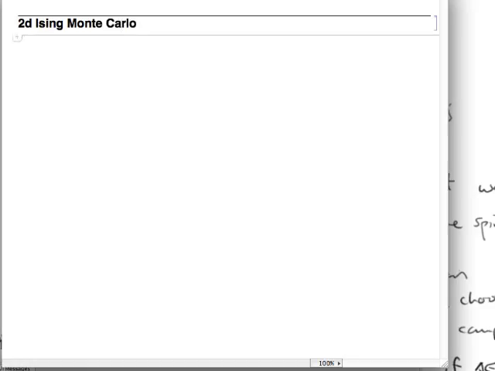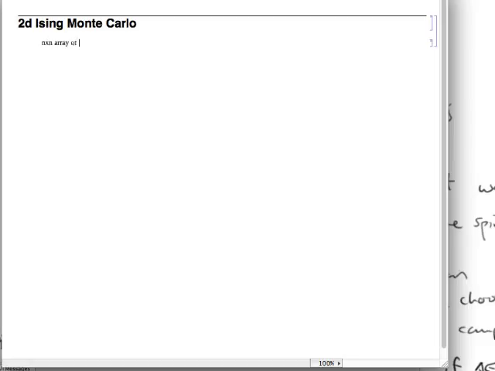So this is surprisingly easy to do in Mathematica. The first thing we need is some place to store the spins. So we're going to have an n by n array of integer values, which will be called s, and will be randomly plus or minus 1.